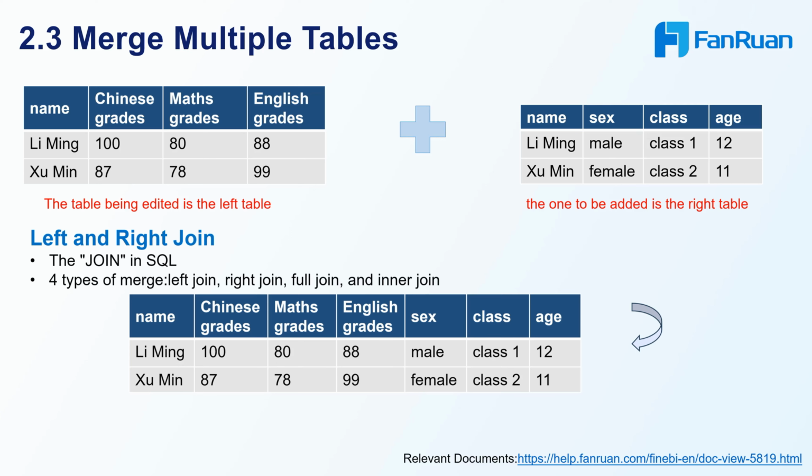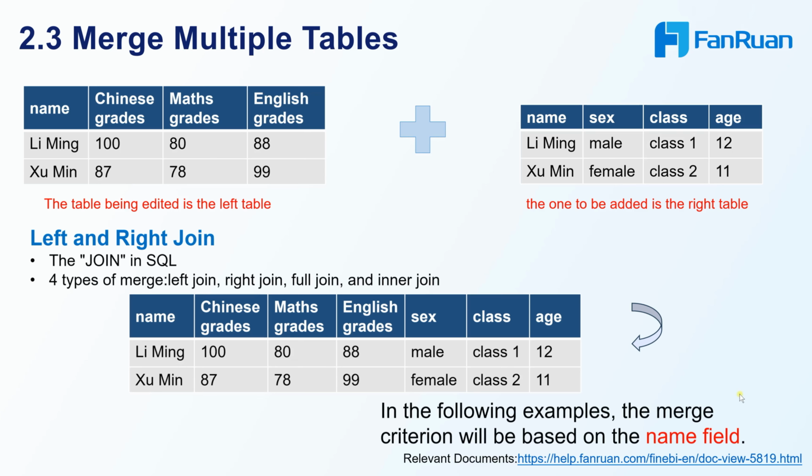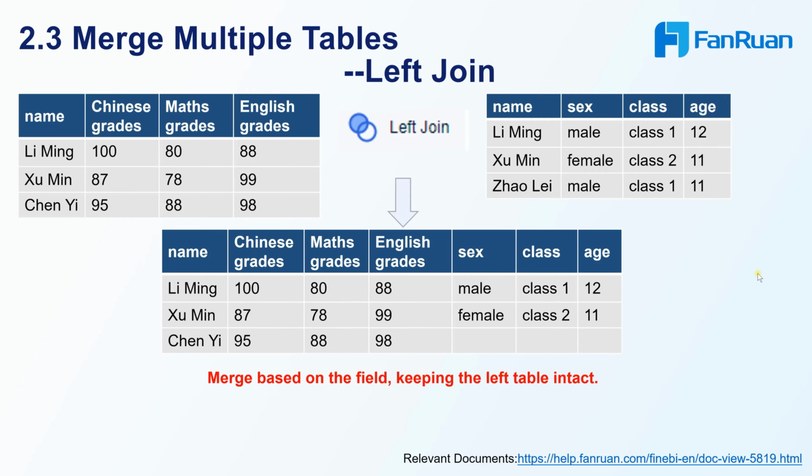Before we dive into the details, we first need to define the concepts of left and right. Let's define the table we're currently editing as the left table or main table. The table from which we will add fields is called the right table. Now that we have defined the left and right, let's ensure we are on the same page. In the examples we'll use, the merge criterion will always be the name field, which is the only field we use for matching. Let's begin with the left join.